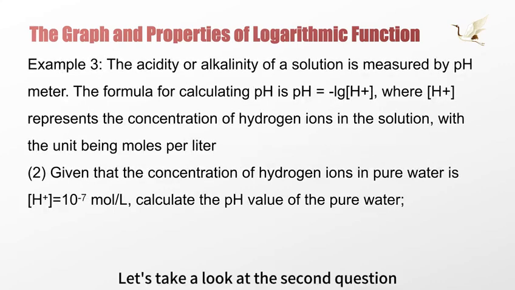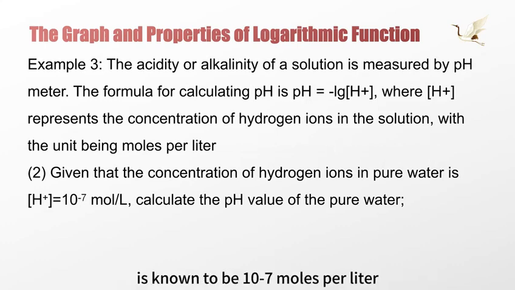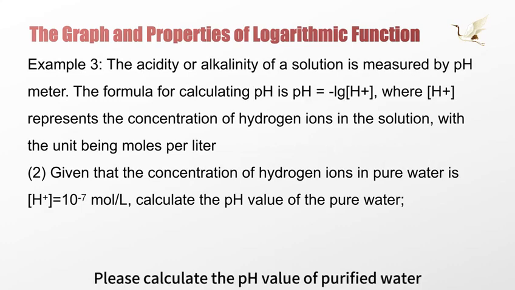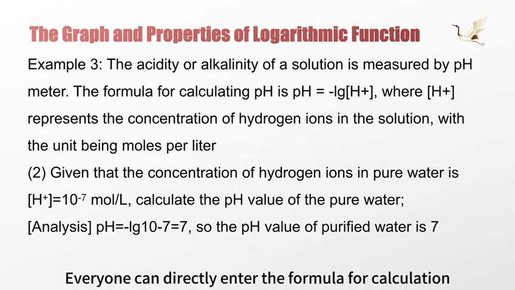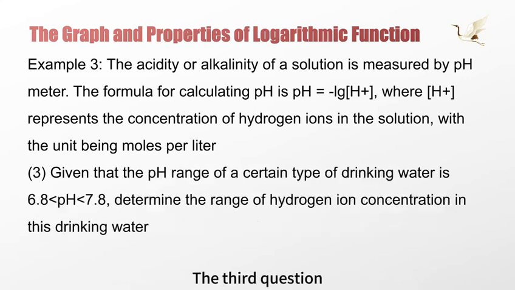Let's take a look at the second question. The concentration of hydrogen ions in pure water is known to be 10⁻⁷ moles per liter. Please calculate the pH value of purified water. Everyone can directly enter the formula for calculation, which equals 7, so the pH value of pure water is 7.